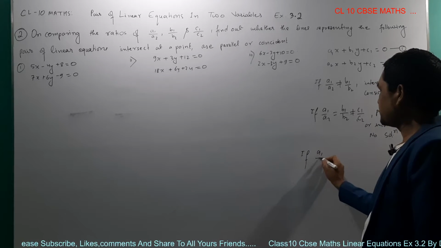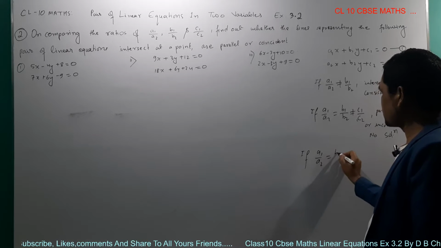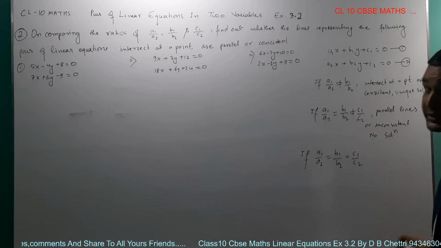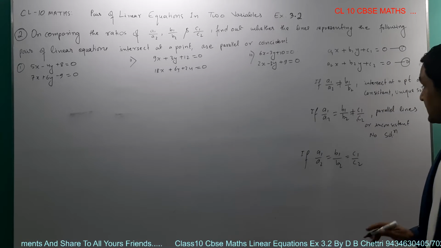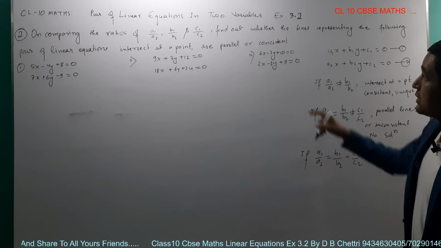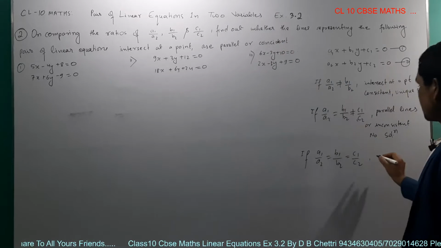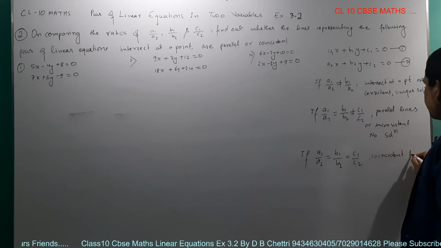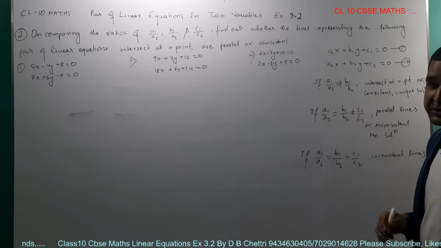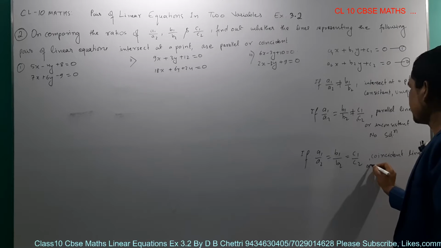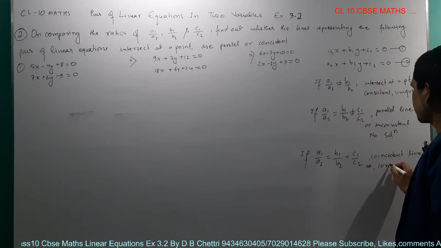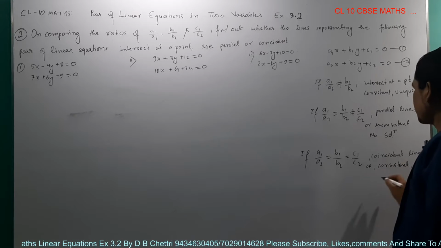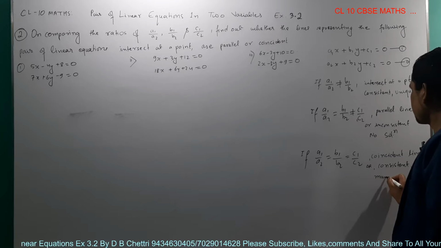Then, if the relation is like this, a1 by a2 is equal to b1 by b2 is equal to c1 by c2, that means all three ratios are the same, then the equations are called coincident lines. Coincident lines are consistent with many solutions.